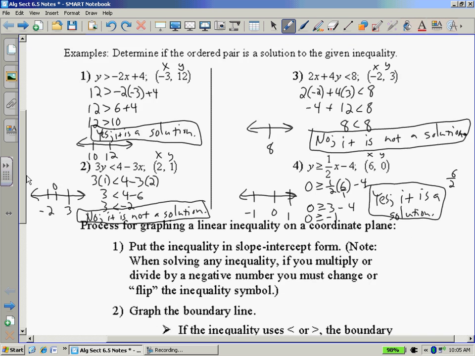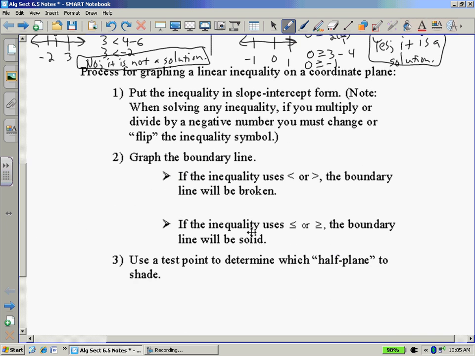Okay, now we're going to graph these. Now, if you remember, this is the young man. The young man is foolish and keeps his mouth open. This is the old man. He's got the wrinkles, or equal to. An old man is wise and knows how to keep his mouth shut. So, we put everything in slope-intercept form. Keep in mind that if you multiply or divide by negative, you have to flip the inequality symbol.